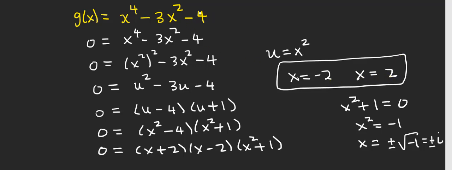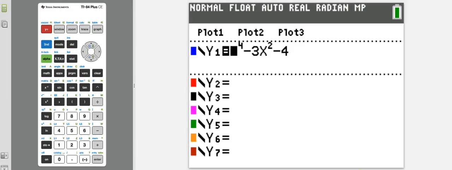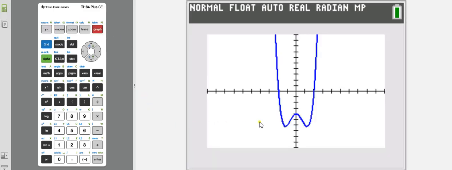So what does it mean? It means when you graph this polynomial, it will go through the x-axis at x equals negative 2 and x equals 2. So we're going to graph the polynomial x to the 4 minus 3x squared minus 4 and see what happens. As you can see, you have two x-intercepts at x equals negative 2 and x equals 2.